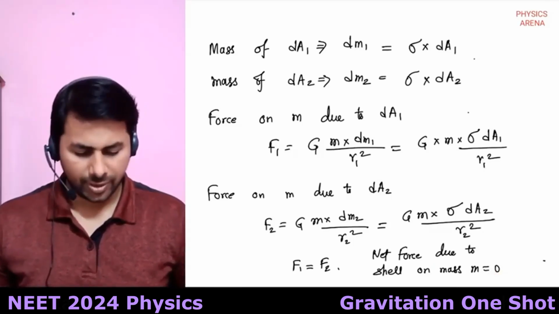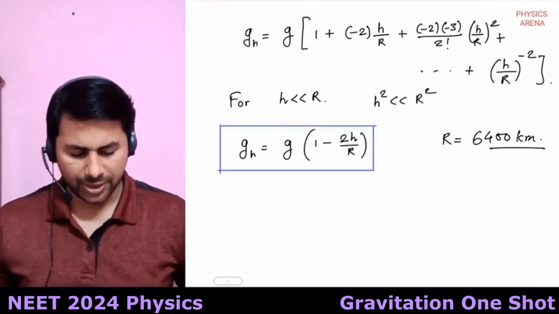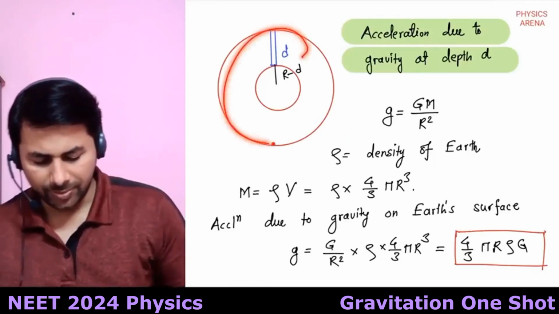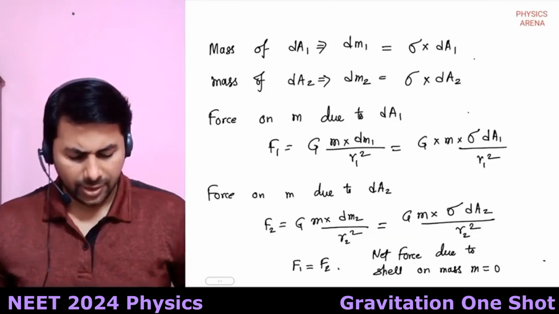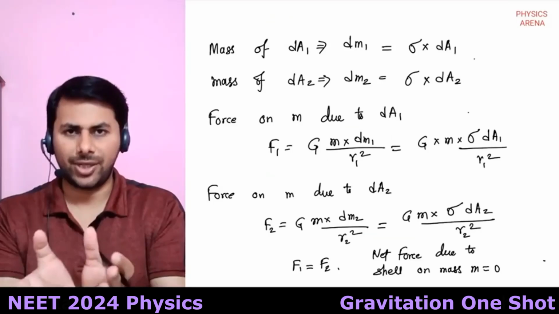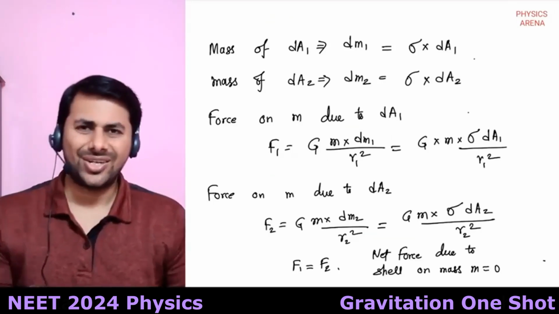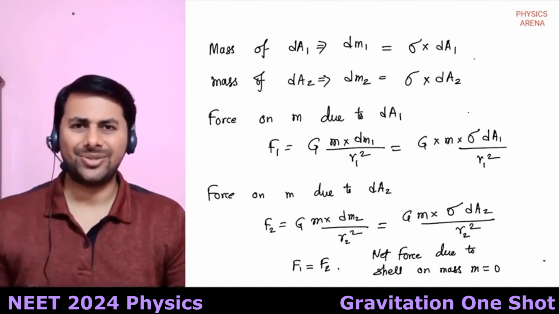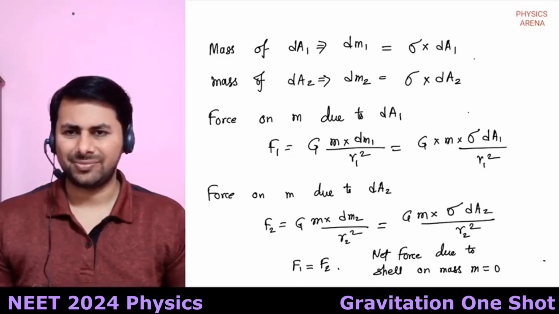We'll need this point when we prove the acceleration due to gravity inside of Earth. And this thing is true for a charged spherical shell too: if you keep another charge inside that shell, then the electrostatic force will be 0. Okay, this is clear.